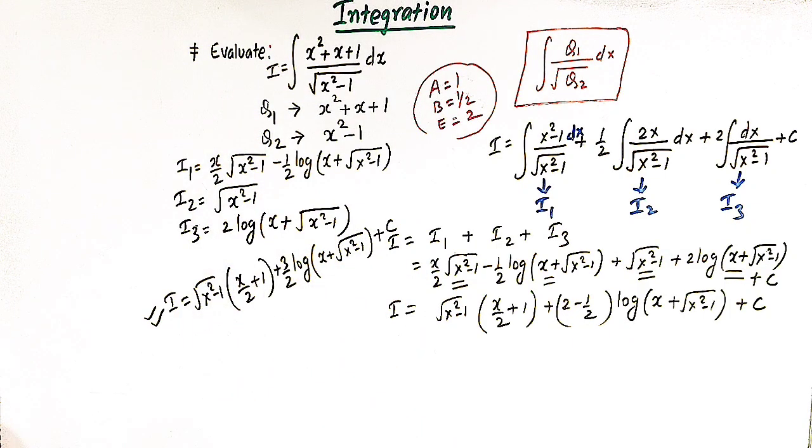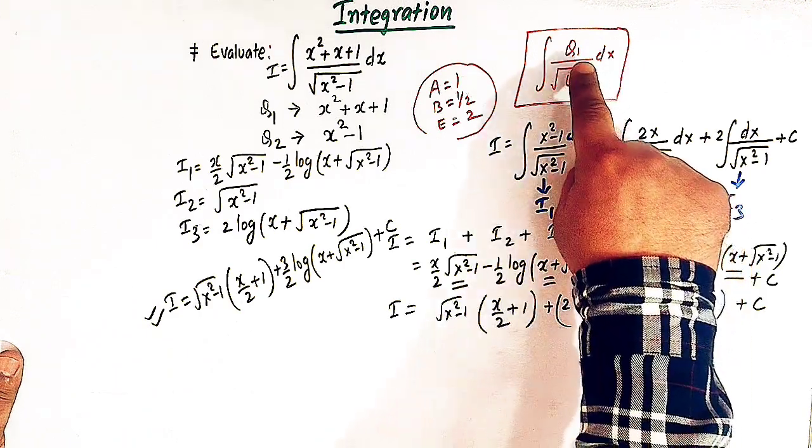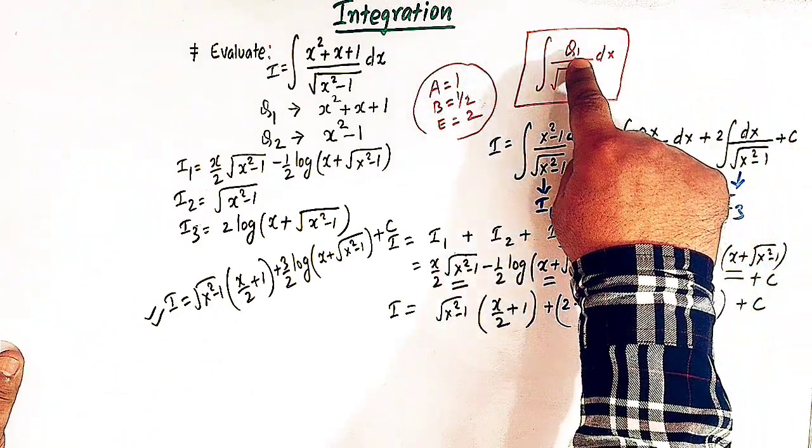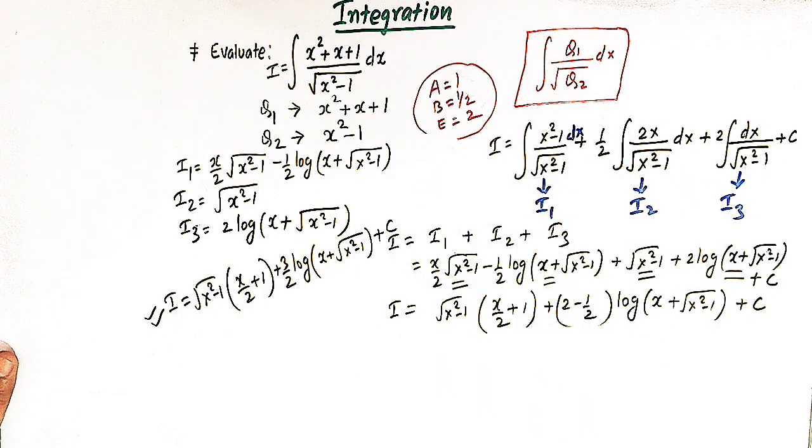So this is how we can find out the indefinite integration of the functions of this form, or the integrands of this form, q1 over square root of q2.